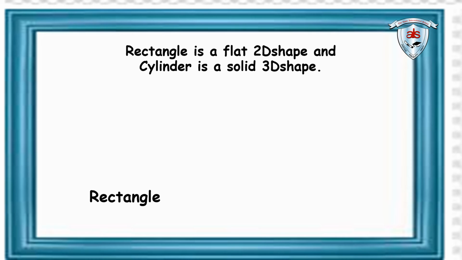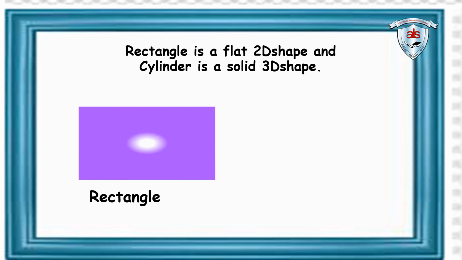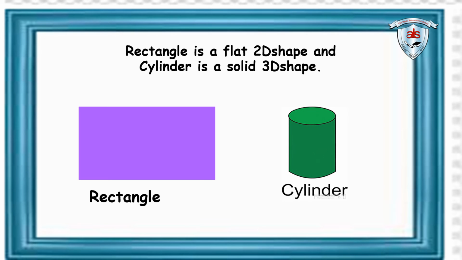Children, here I have a rectangle. Rectangle is a flat 2D shape which we can draw on a paper, on a wall, anywhere. And here I have a cylinder. Cylinder is a solid 3D shape which occupies the space and it is solid.